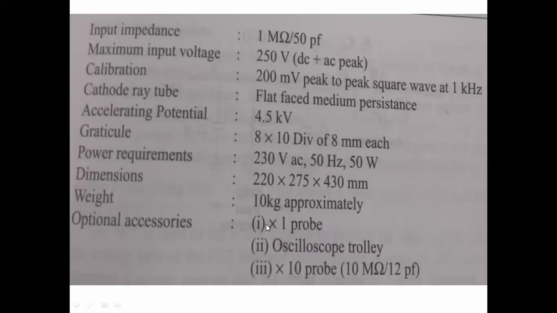And optional accessories are a 1 by 1 probe, an oscilloscope trolley, and a 10 by 1 probe. So this is the 1 by 1 probe, and this is the 10 by 1 probe. Okay.